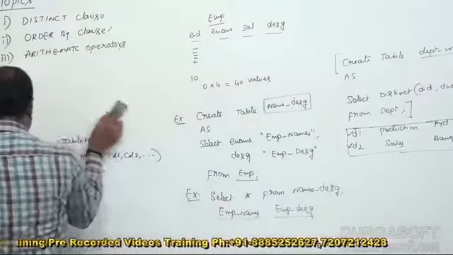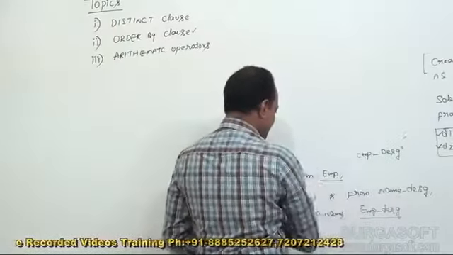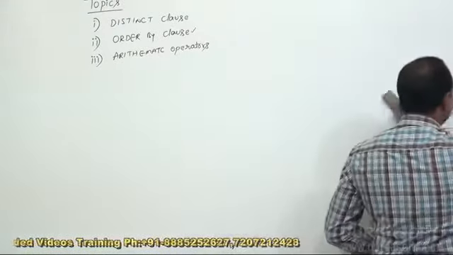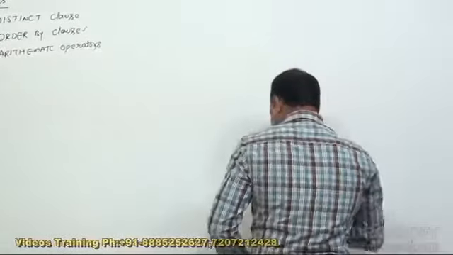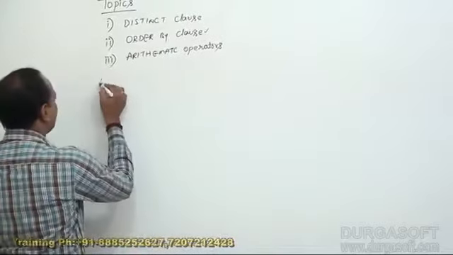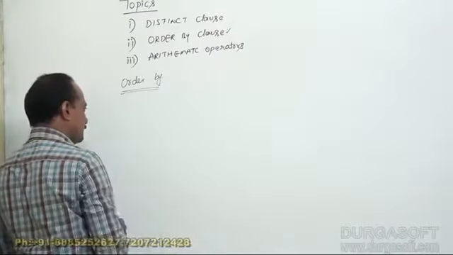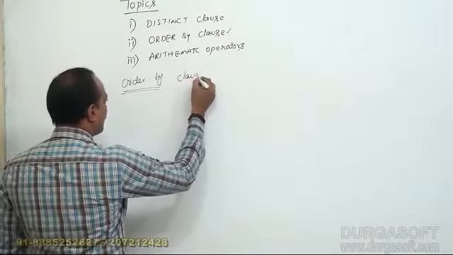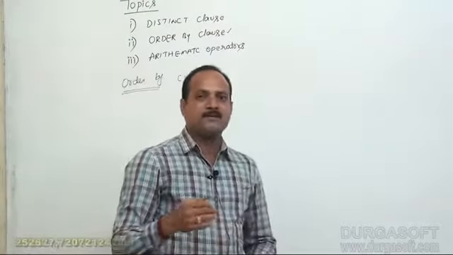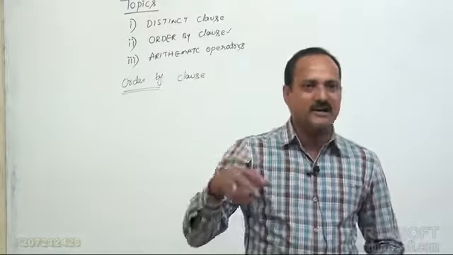Let me wipe out here. What is the order by clause? See, whenever data is inserted into the table, the data is entered in random order. Again I am repeating, physically the data may be in any order. Maybe it is in order or it is not in order, right? Generally the data will be inserted in random order.